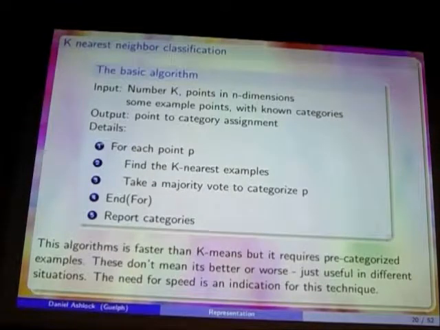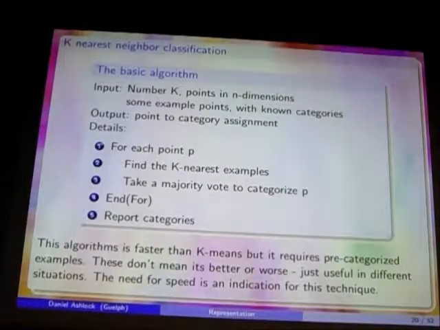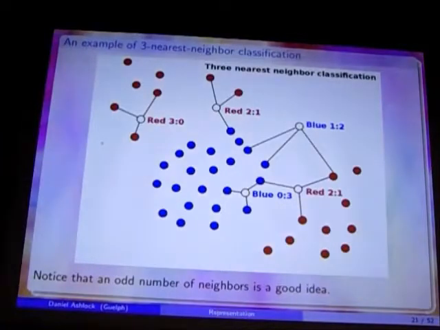What you do is you pick the number k, it's very different from the k in k-means, and some points in n dimensions, and some of the points have to have labels on them. And then for each point, you find the k nearest examples with labels and take a majority vote. So the picture probably makes more sense.